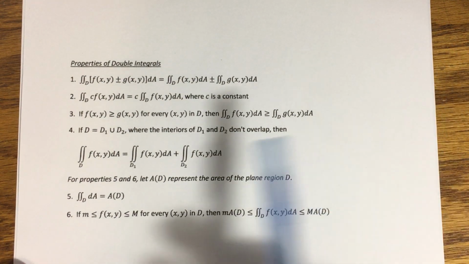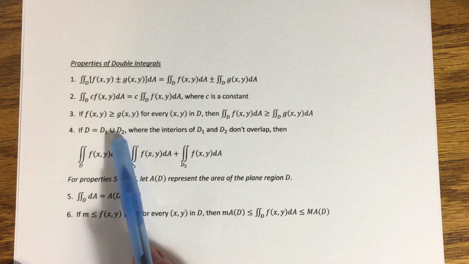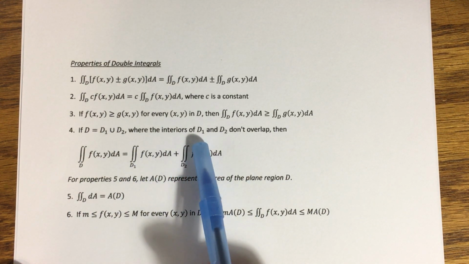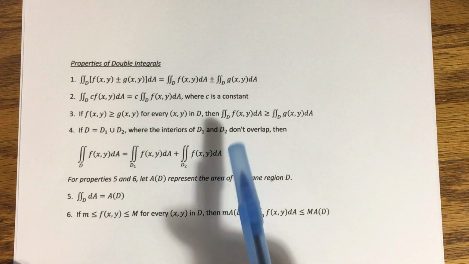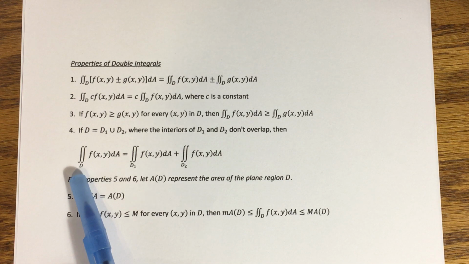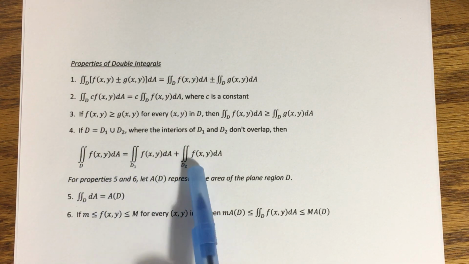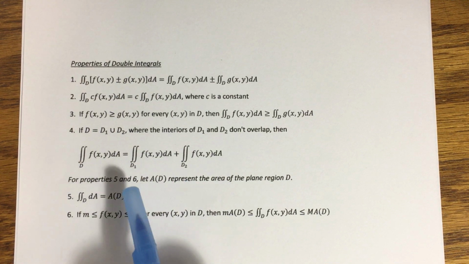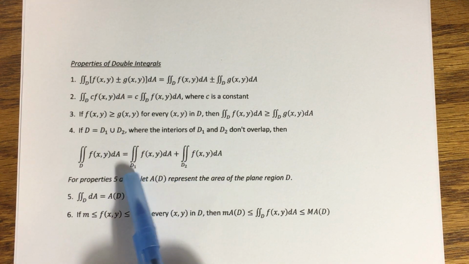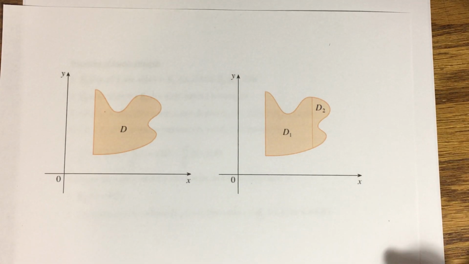For number 4, if D can be represented as the union of two regions, D1 and D2, where the interiors don't overlap, I have a picture to show you to illustrate what this means, then the double integral over D, the entire region, can be broken up into two double integrals with the same integrand but different regions, those two pieces. So this is from your book. This is an example of what we're talking about.